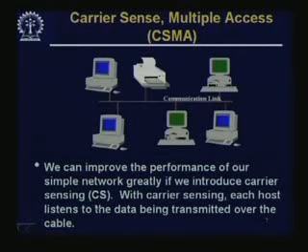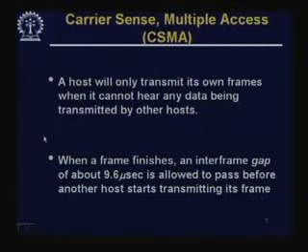So we have carrier sense multiple access. We improve the performance of our simple network greatly if we introduce carrier sensing. With carrier sensing, each host listens to the data being transmitted over the cable. A host will only transmit its own frames when it cannot hear any data being transmitted by other hosts. When a frame finishes, an interframe gap of about 9.6 microseconds is allowed to pass before another host starts transmitting its frame. So he listens, somebody is sending, and he naturally waits. After that frame is over, he gives a gap of about 9.6 microseconds and then starts transmitting.